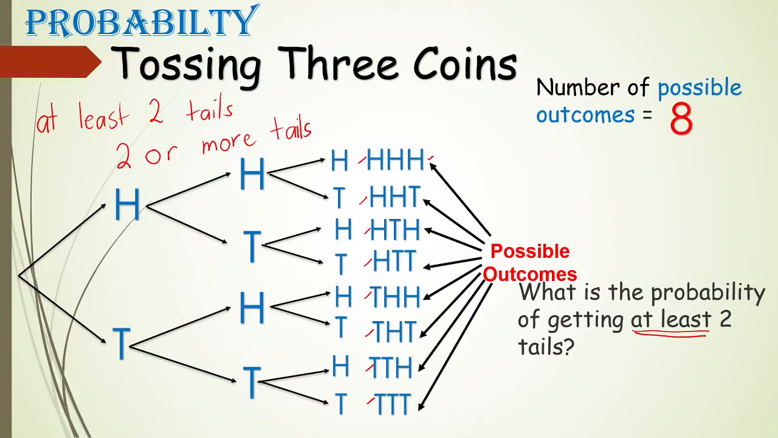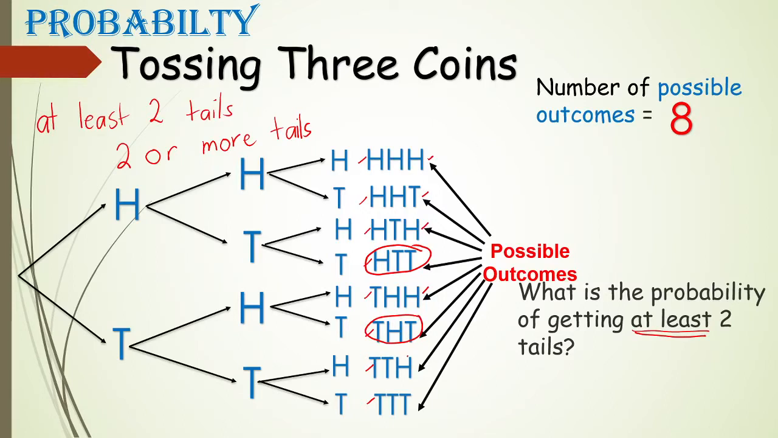H, H, H. Does it contain 2 or more tails? No. This one, H, H, T. Still no. What about H, T, H? No. What about H, T, T? Possible. Let's encircle that. What about T, H, H? T, H, H. That's still a no. THT, two tails.